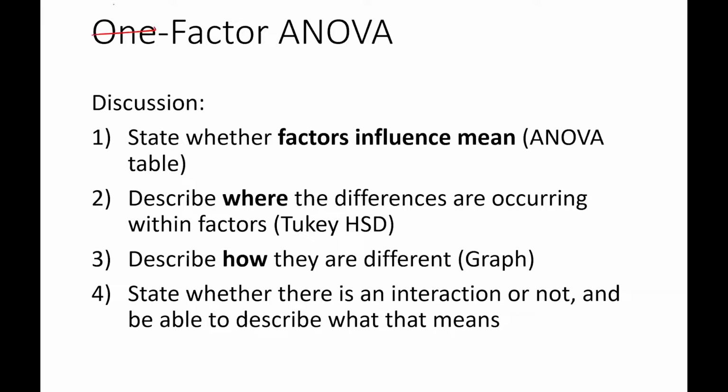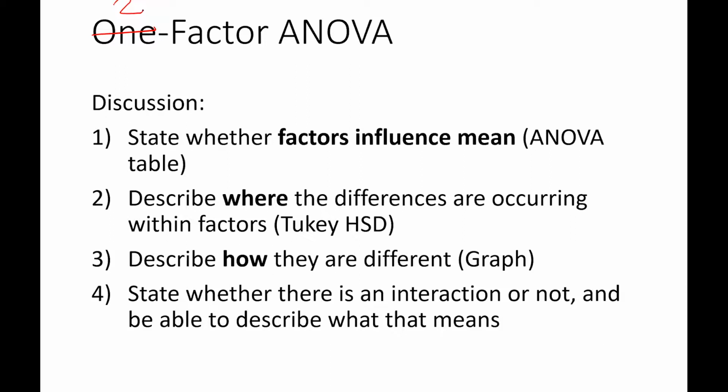Sorry, and this should be a 2-factor ANOVA. So state whether the factors influence the mean. Looking at the ANOVA table, what are your p-values? Is factor 1 significant, factor 2? Is there an interaction maybe?